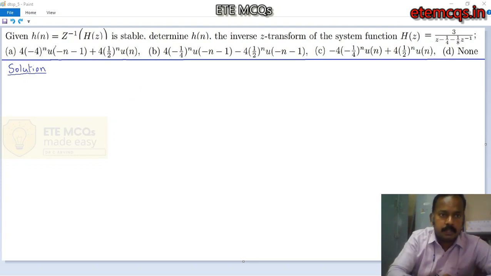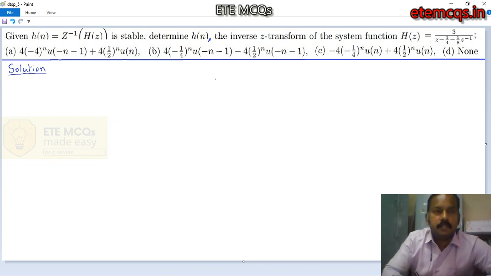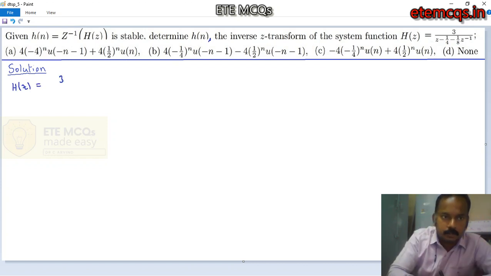Given that h of n is the inverse Z transform of h of z, and the system is stable, determine h of n, the inverse Z transform of the system h of z. So you are supposed to find the inverse Z transform of the given h of z. H of z is equal to 3 divided by z minus 1 by 4 minus 1 by 8 z power minus 1. This is all we have.